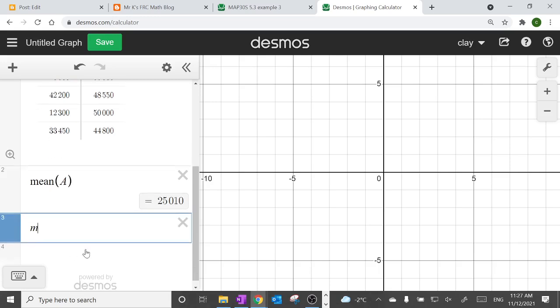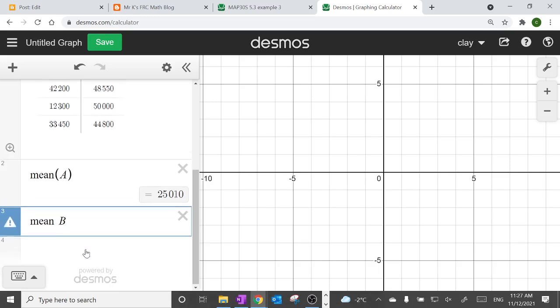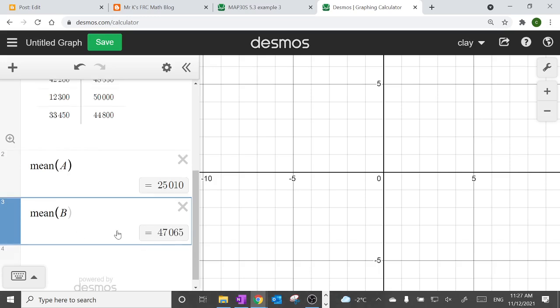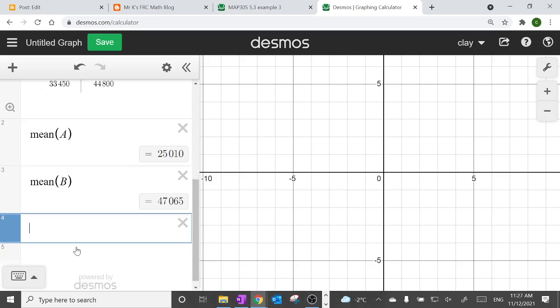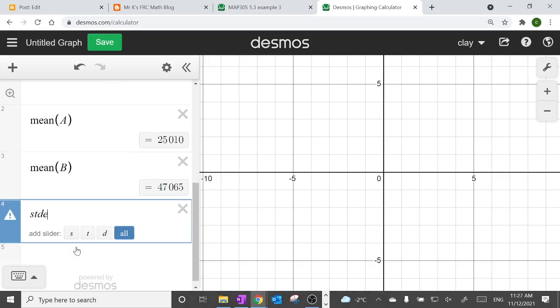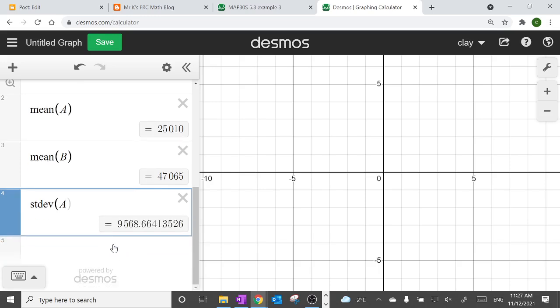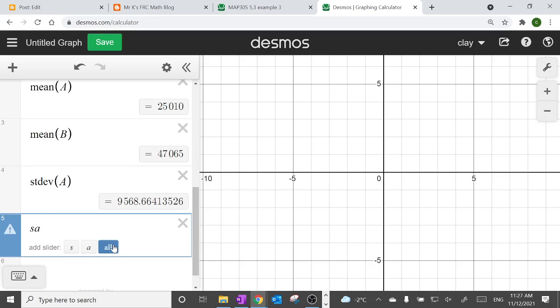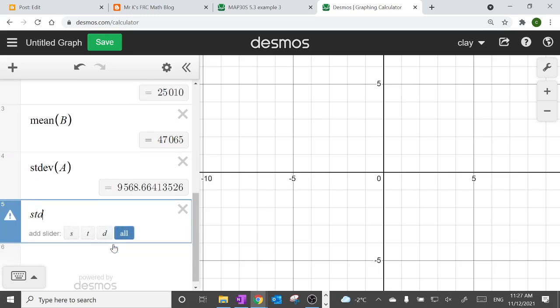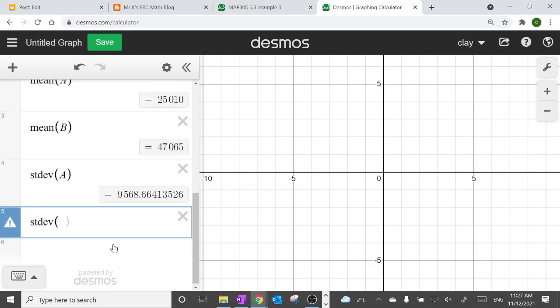And then we want the mean for B. Oops, lost my bracket. There we go, mean for B. And again, for standard deviation, you can just type in STDEV, standard deviation, and you want A, and there's that 9,500 number, and the standard deviation, STDEV, open a bracket for data set B, and there's that 7,200 one.